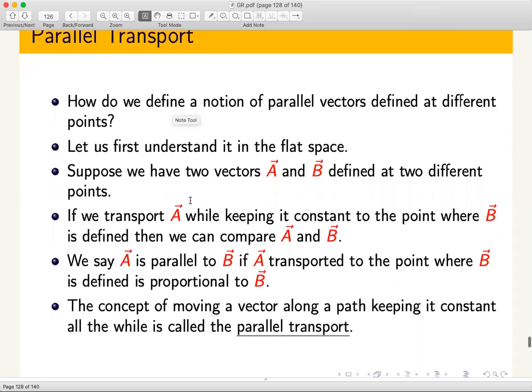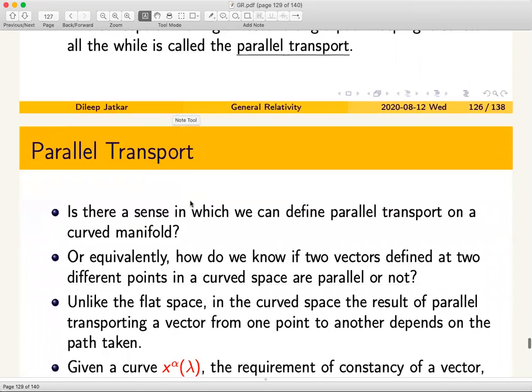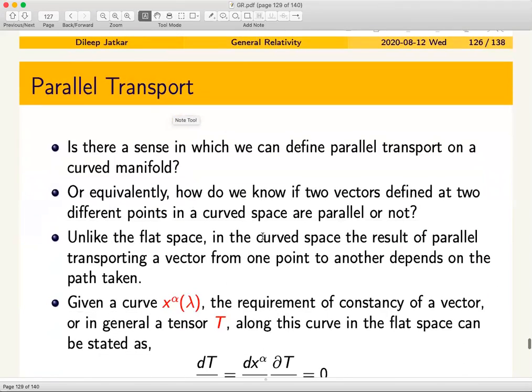Okay, so let's proceed. The natural question, of course, is: is there any sense in which we can define parallel transport on a curved manifold? We just talked about how we would parallelly transport a vector in flat space. We want to ask how we would do that in curved space. In other words, how do we know whether two vectors defined at two different points in the curved space are parallel or not? It's an equivalent question.